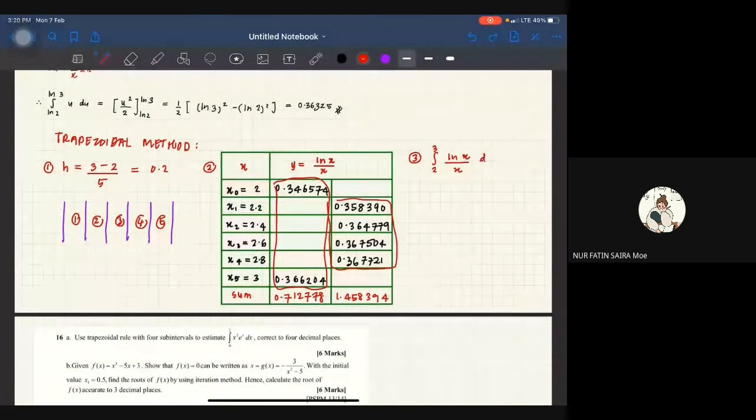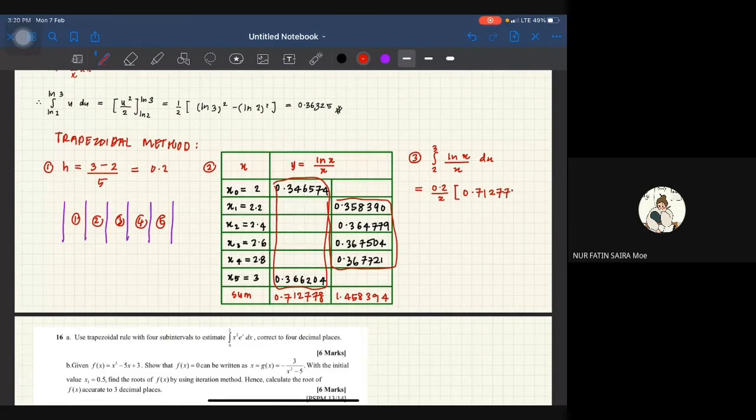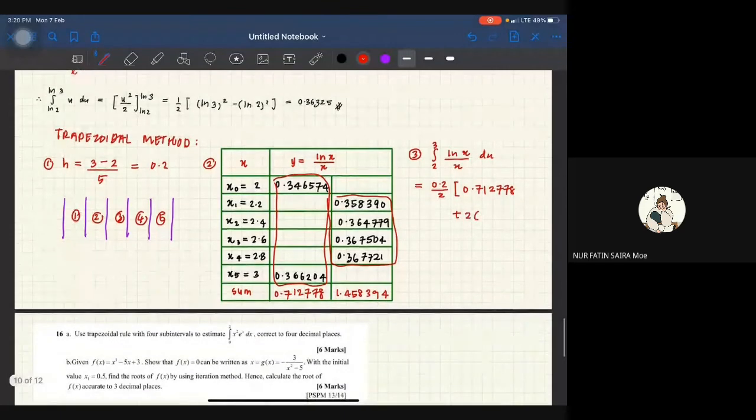Okay, so macam mana cara nak cari dia? Is h over 2. So h is 0.2 over 2 and then in bracket this value, this is a. Okay, so 0.712778 and then plus with 2 times b. So b is this value. So bawa dia ke sini. Oopsie, besar betul. Ke sini.